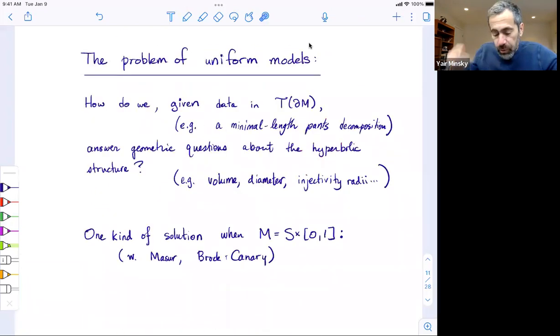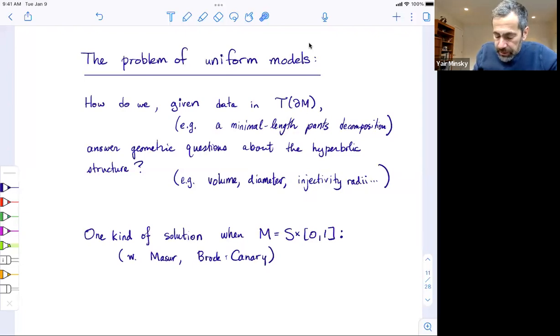So I first want to sell you on the problem of uniform models. What do I mean by that? I mean the following fuzzy question: we have this parameterization using points in the Teichmüller space, and we understand Teichmüller space really well. There's lots of parameterizations of Teichmüller space, very concrete ones, coordinates. There's lots of things to say about Teichmüller space. We know exactly what it is.